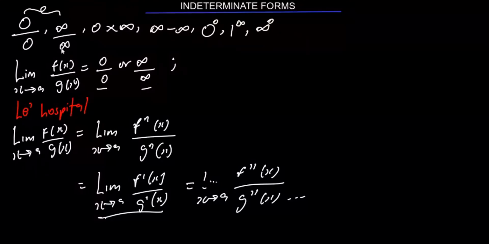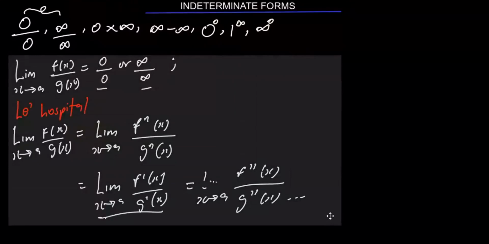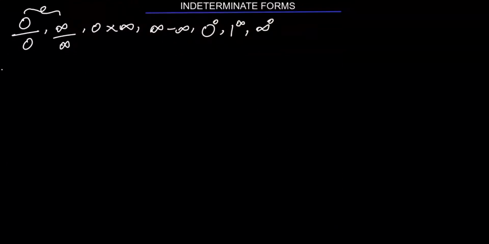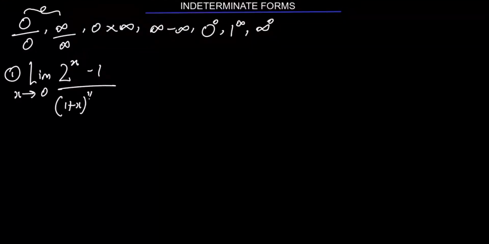So let's look at some questions under L'Hospital rule. The first question is this. If I have the limit as x tends to 0 of 2 to the power of x minus 1 all over 1 plus x to the power half minus 1. Let's first substitute our limit into it by direct substitution. Here we'll have 2 to the power of 0 minus 1 over 1 plus 0, which gives 1 raised to the power half, which is 1. 2 raised to the power 0 is 1. 1 minus 1 is 0, so here we have 0 over 0.